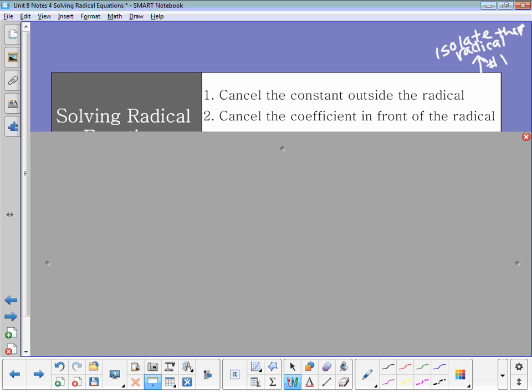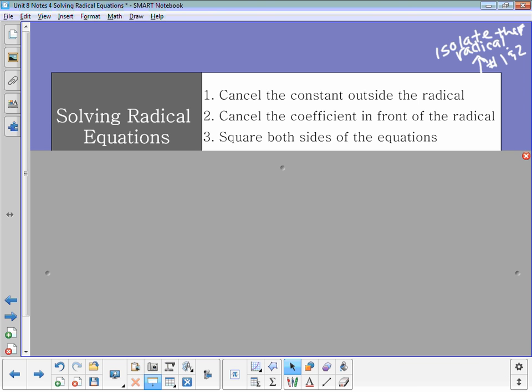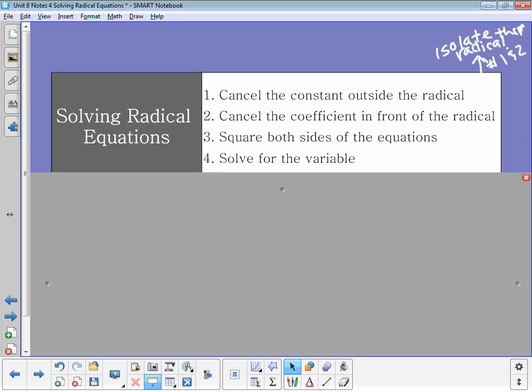For number 1 and 2. After we've isolated the radical using steps 1 and 2, the next thing we have to do is square both sides of the equation. That's going to cancel the radical. That's going to make the radical disappear. And then we'll be left with an equation to solve for x. We have to solve for the variable. Okay, so that's our step-by-step process, and we're going to be using that throughout the day today.